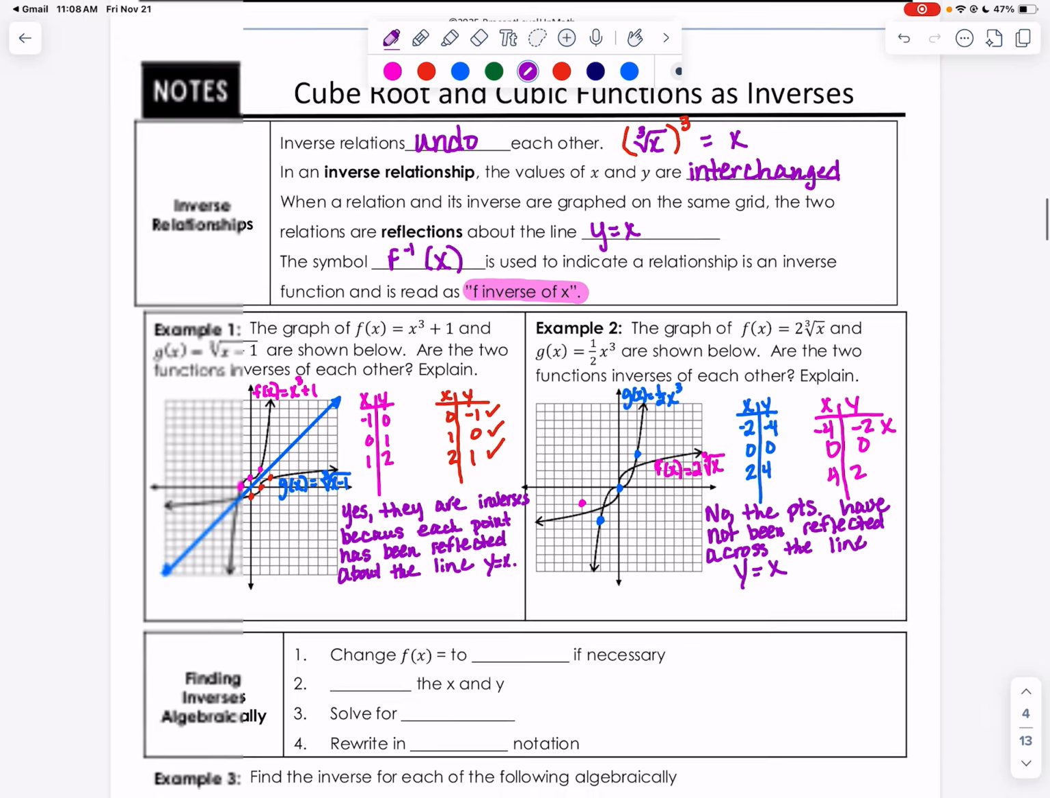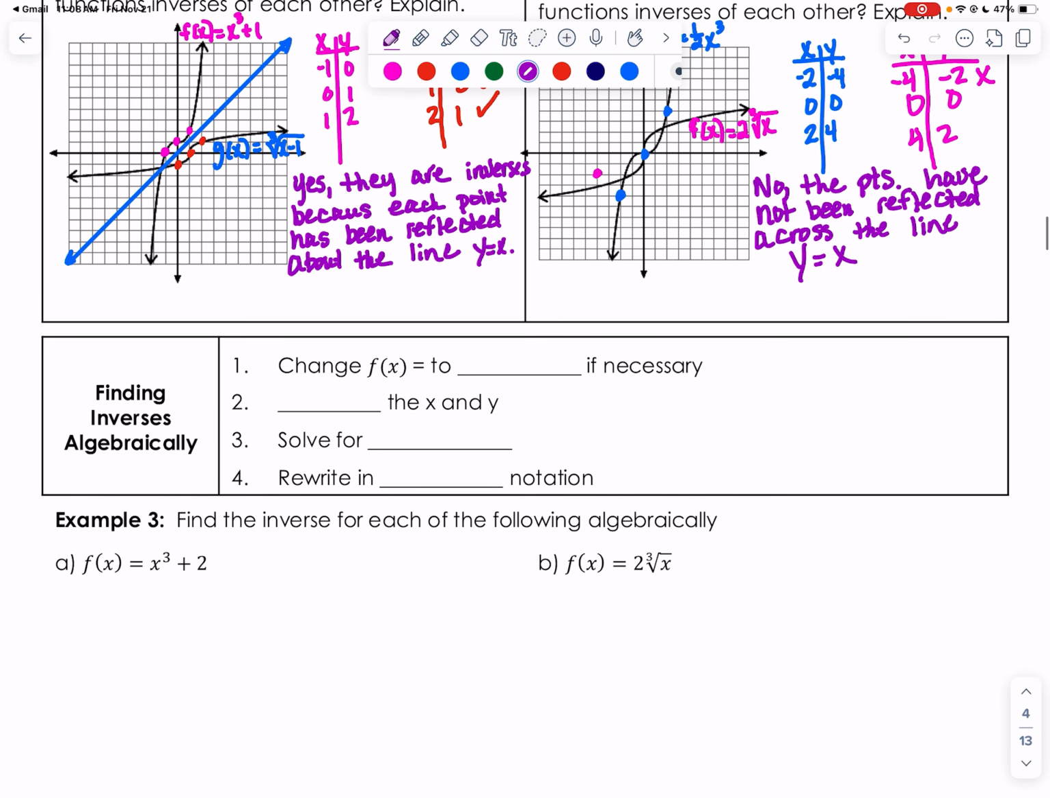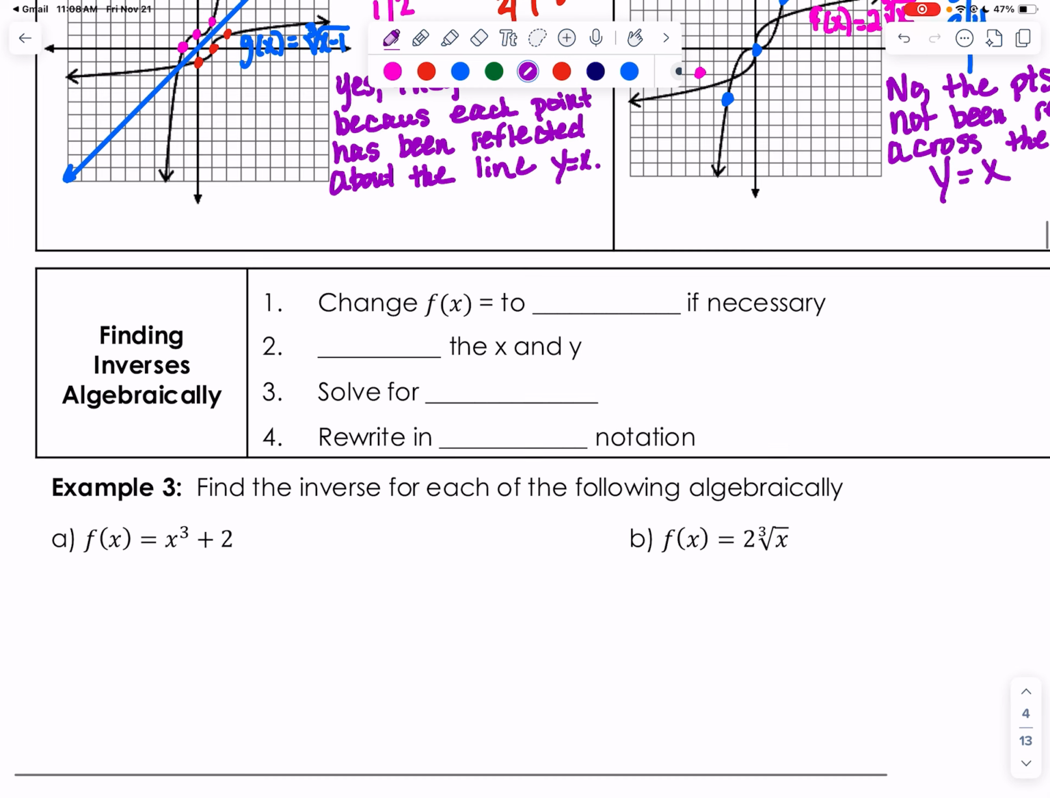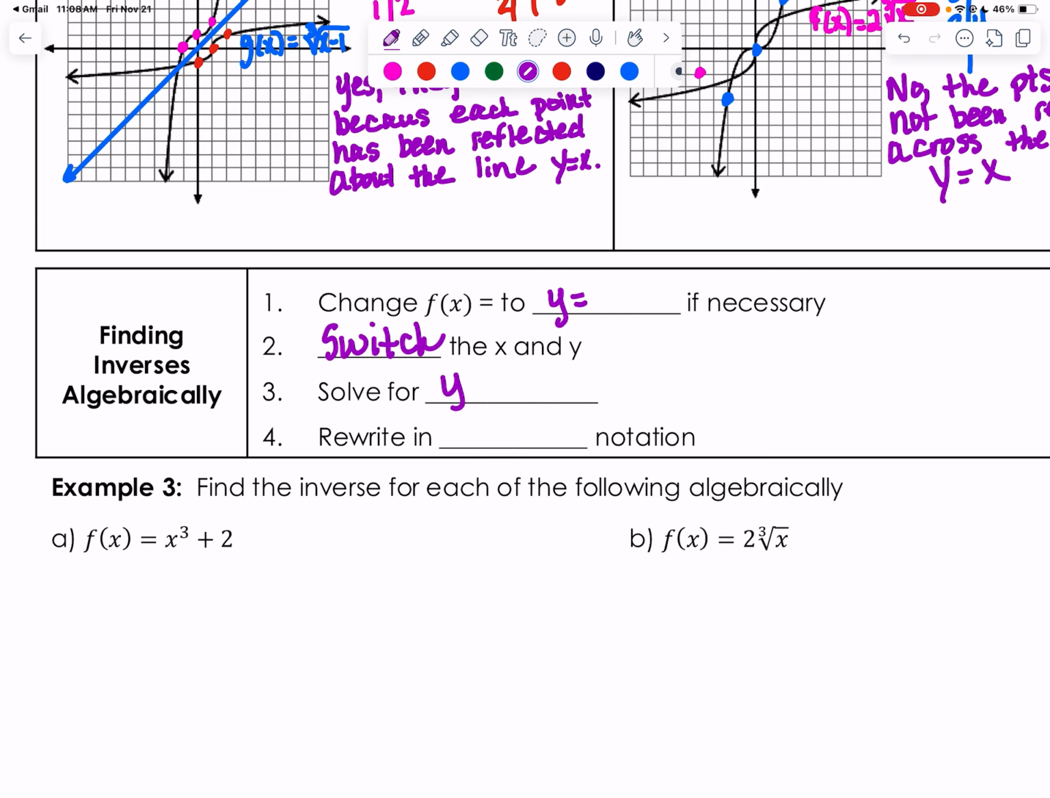All right. Now, we can also find inverses algebraically instead of graphically. So we have 4 steps we follow. These steps should be reviewed, but we haven't worked with inverses for a while, so I want to go over the steps again. When you're finding inverses algebraically, step 1 is to change f of x equals to y equals. The next thing you'll do is switch the x and the y. Then you'll solve for y, and you'll rewrite it in inverse notation. That simply means this. That's what they mean by inverse notation.